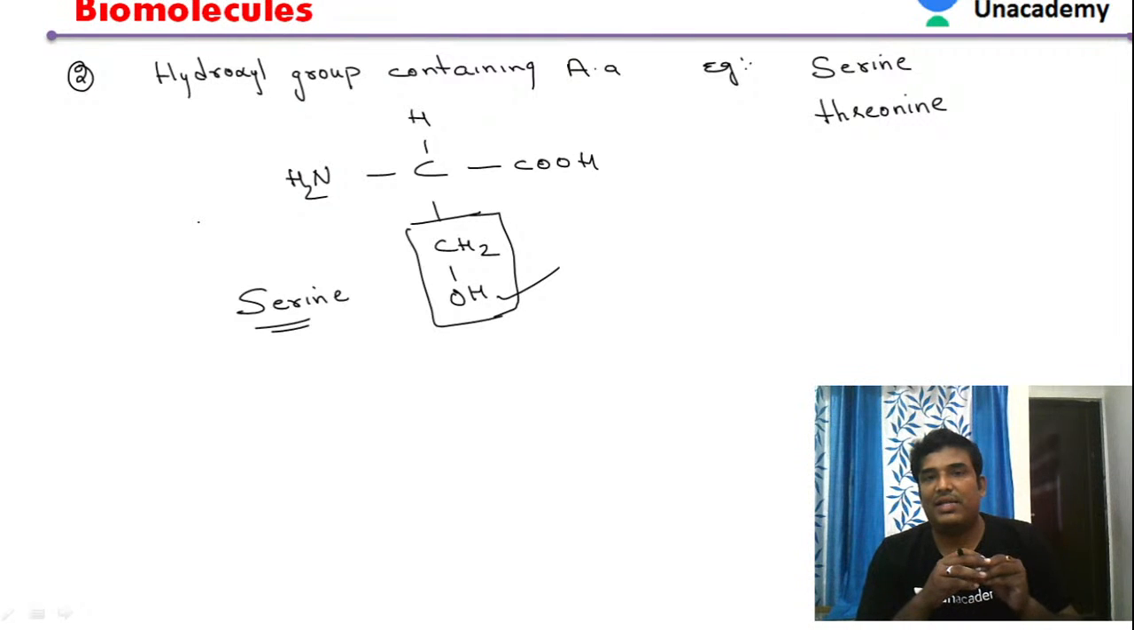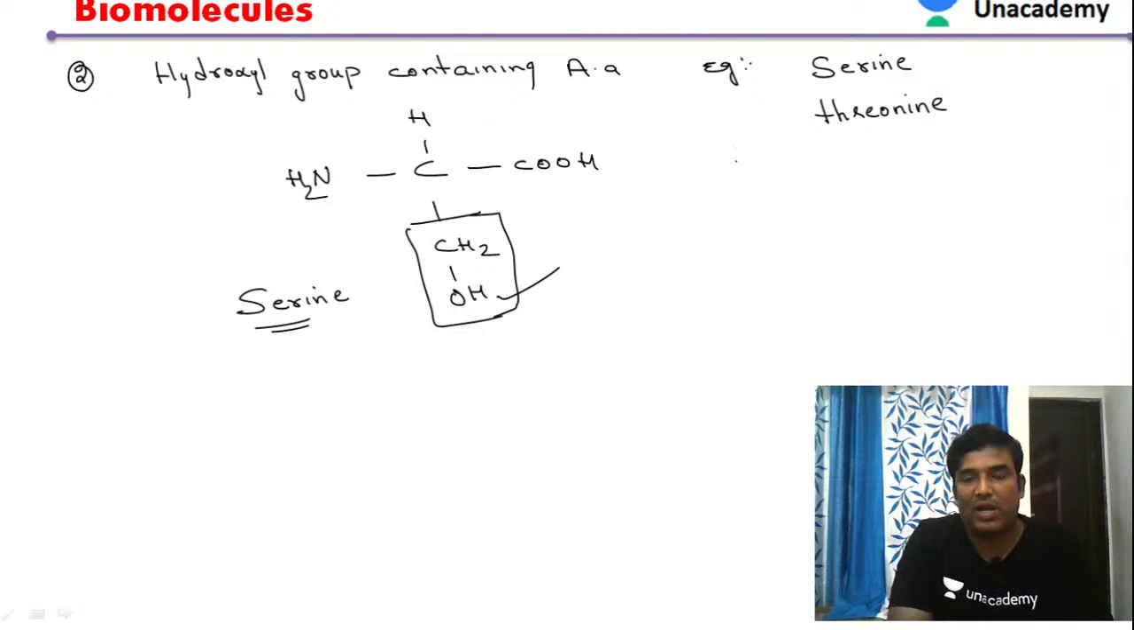Out of the 20 amino acids, only two are having a hydroxyl group, serine and threonine. Apart from serine and threonine, we also have another amino acid called tyrosine. Tyrosine also has a hydroxyl group, but it is an aromatic amino acid. Hydroxyl group containing amino acids must have a hydroxyl group in the particular amino acid. As they have a hydroxyl group, they can easily interact with water. So these hydroxyl group containing amino acids are also considered hydrophilic amino acids.